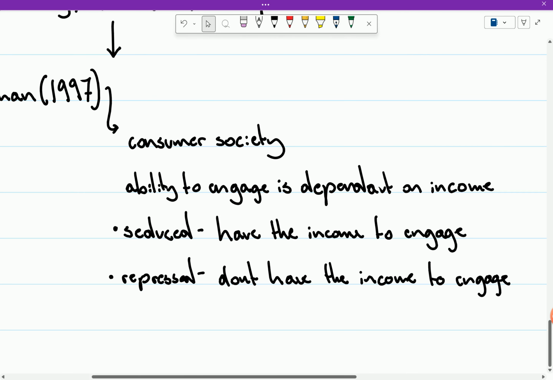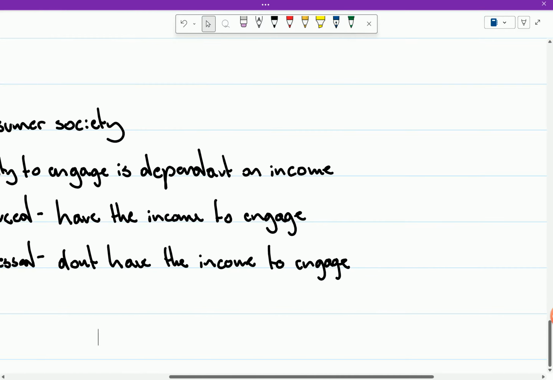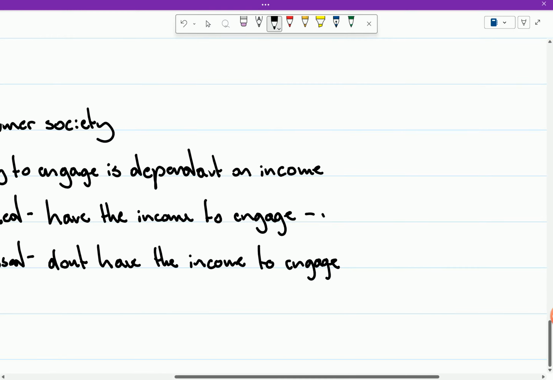Okay. So then, why is that relevant? Well, in terms of the repressed, let's go back to the seduced first. They are more likely to be middle class.